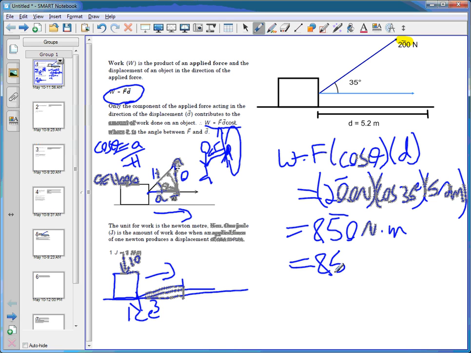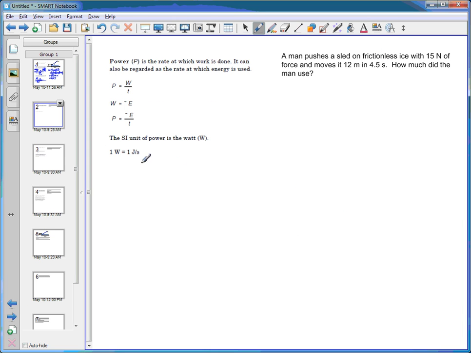Okay, let's look at the next concept. Next concept is power. Power is the rate at which work is done. It can also be regarded as the rate at which energy is used. So power is equal to work over time, the rate at which work is done.